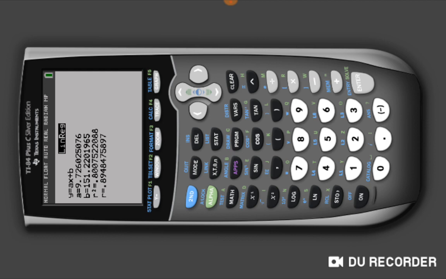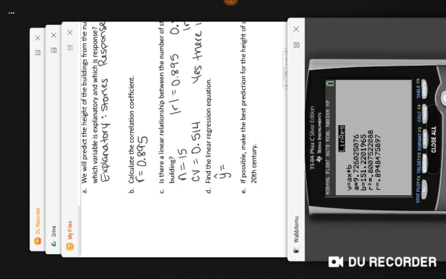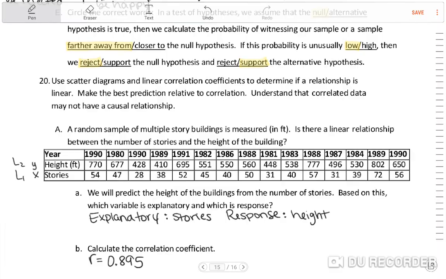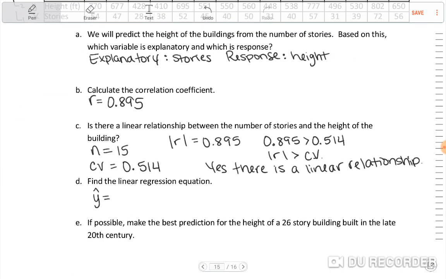Actually, you know what? Let me write it: 9.73x plus 151.22. Okay, so 9.73. Don't forget the x.